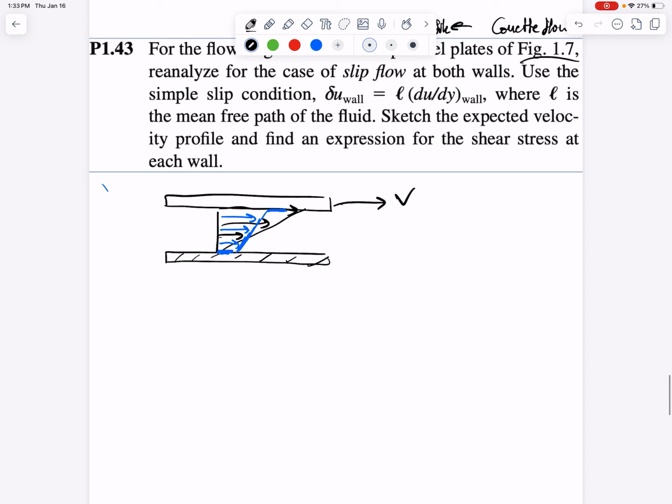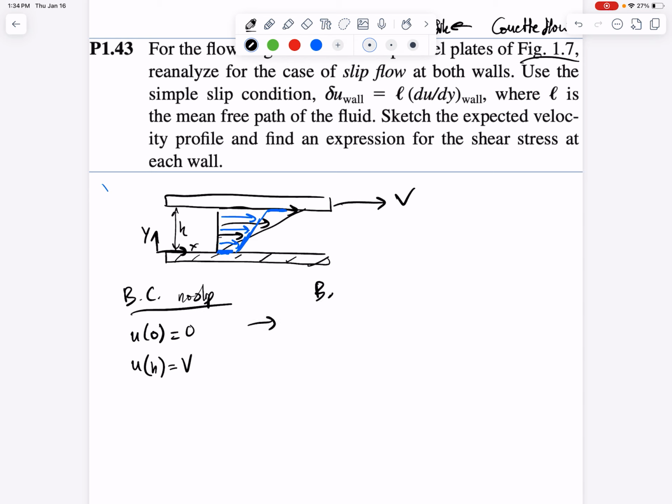So usually our boundary conditions for no slip would be, with this given coordinate system, velocity at 0 is fixed, so it is 0. Velocity at the top surface should be v, the velocity of the moving plate.